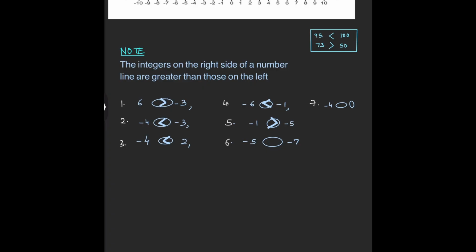Negative 5, negative 7. What is negative 5 and negative 7? Negative 5 is on the right side. That is the greater one. The last one is negative 4 and 0. Where is negative 4? It's here. 0 is here. 0 is on the right side, so it is greater than negative 4.